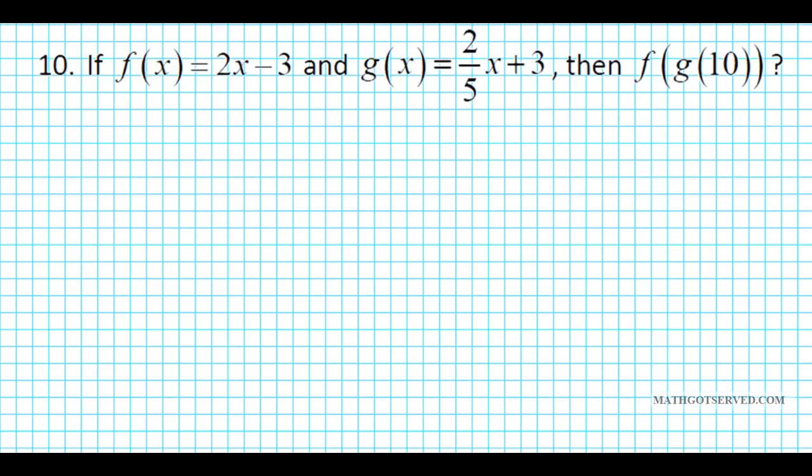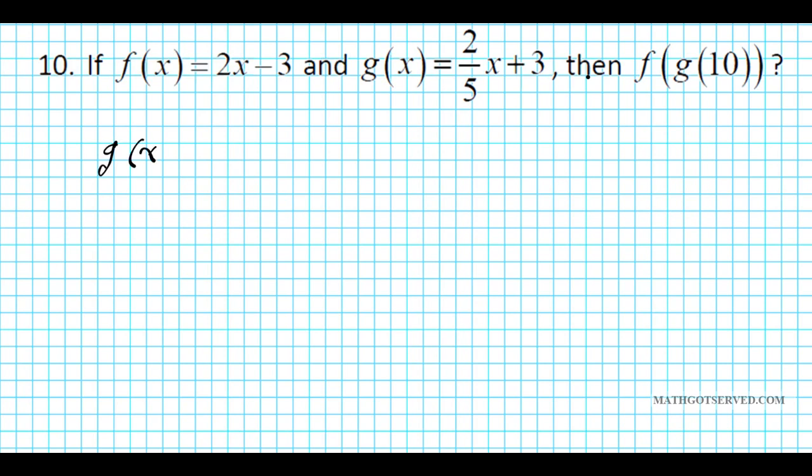All right, let's take a look at problem 10. It says if f of x is 2x minus 3 and g of x is 2 over 5 x plus 3, then what is f of g of 10? So there are different ways we can do this problem. Two ways. We can compose these two functions and then plug in 10, or we can evaluate the inner function at 10 and then the outer function at the result we get. Okay, we're going to be using the second approach. We're going to work our way from inside out.